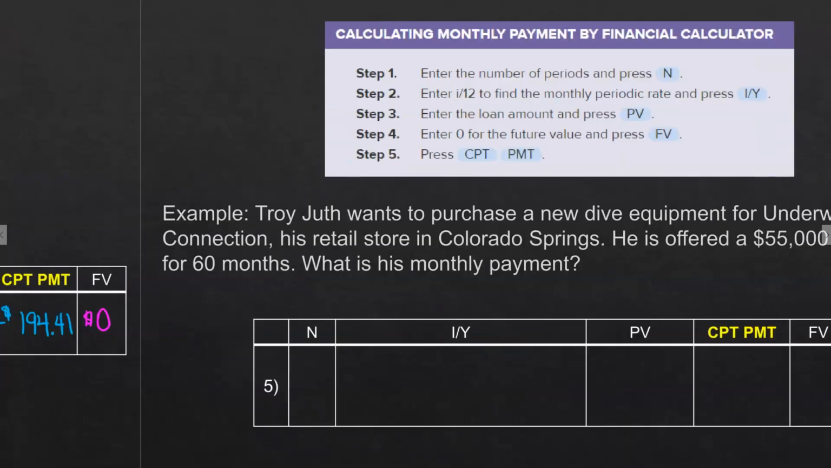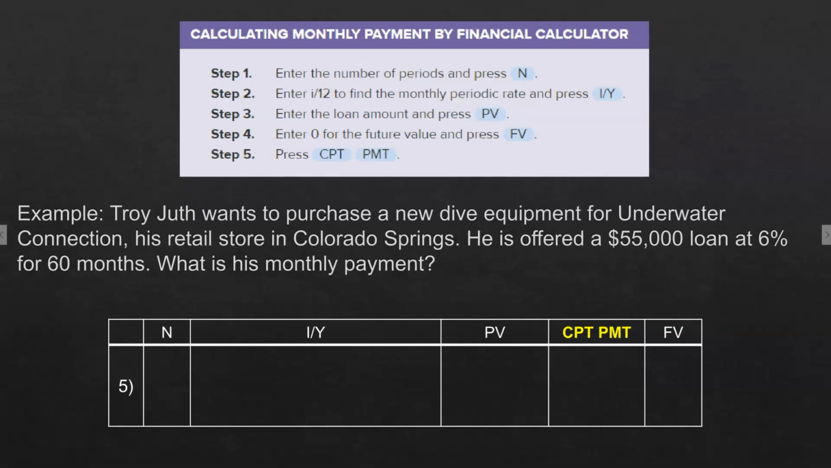Okay. Next question. Troy wants to purchase new dive equipment for $55,000. At 6% for 60 months, what is his monthly payment? So we're just going to practice finding the monthly payment again. Let's fill out our chart, right? It's 60 months, 6%, and $55,000.